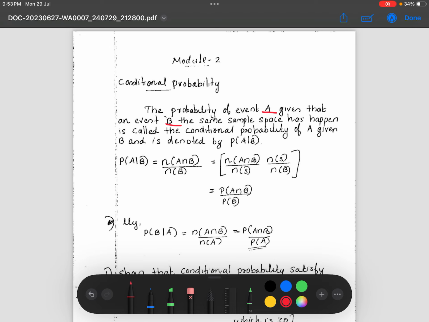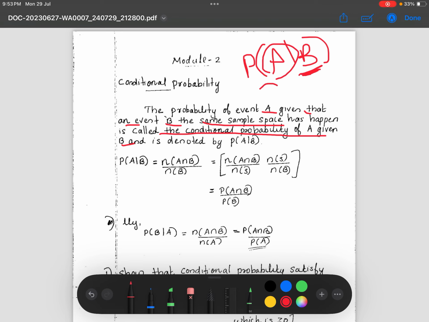The probability of event A, given that an event B in the same sample space has happened, is called the conditional probability of A given B. It is denoted by probability of A given B. Here the event B has happened, then what is the probability of A? It is known as the conditional probability of A given B.